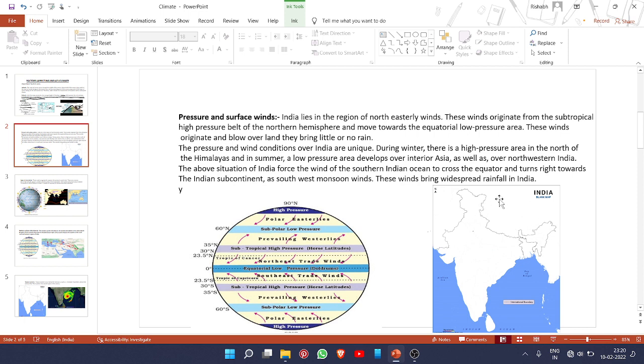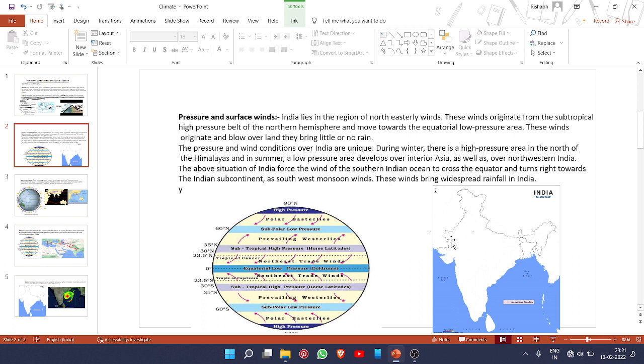So this is mentioned over here. During winter, there is a high pressure area in the north of the Himalaya. That is the situation of winter. What happens in summer? The northern part of India becomes very hot. After getting hot, this area converts into a low pressure zone. See, in summer, a low pressure area develops over entire Asia as well as over northwestern India. This is the northwestern part of India.